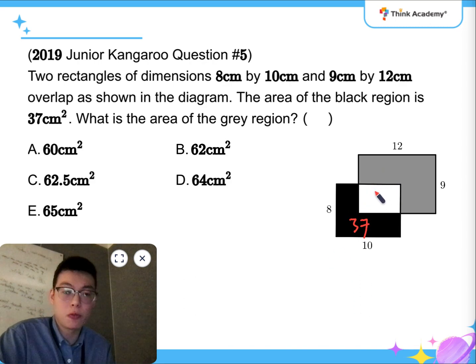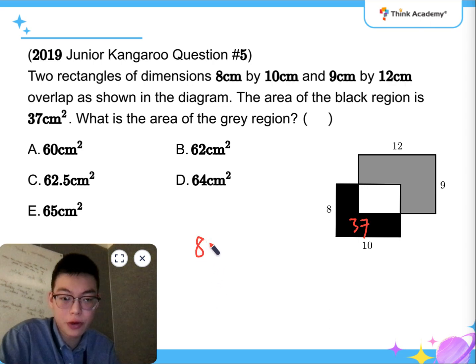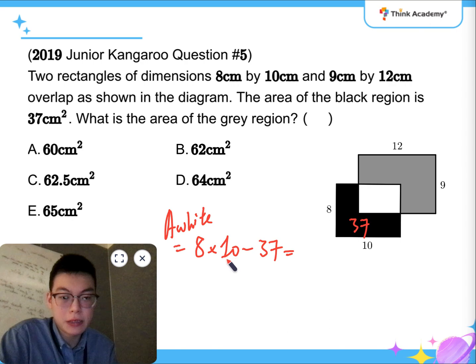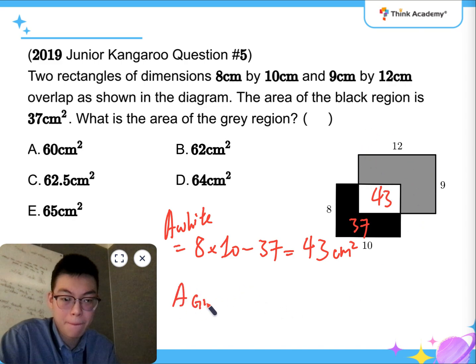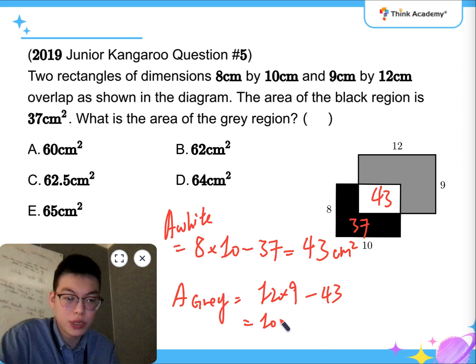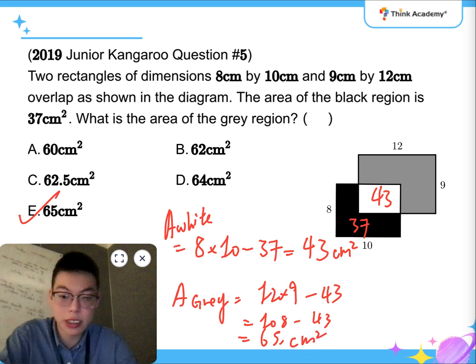So it means I have to find the white region first. That's going to be more straightforward. So 8 times 10 take away 37. It gives us the area of the white region. And that's going to be 80 take away 37, which is 43 square centimeters. Now, if that is 43 square centimeters, it means that the gray region is going to be 12 times 9, take away 43, which is 108, take away 43, which is 65. So the answer is E. Alright, so that's the first 5 questions.